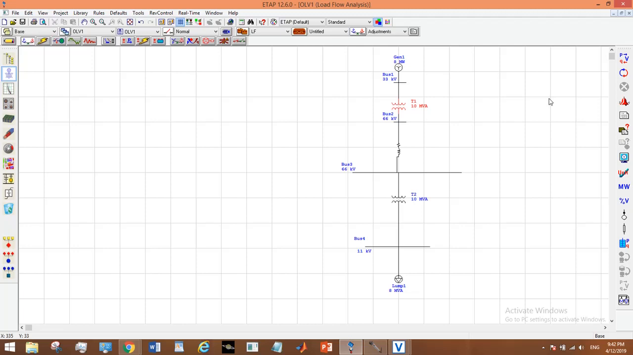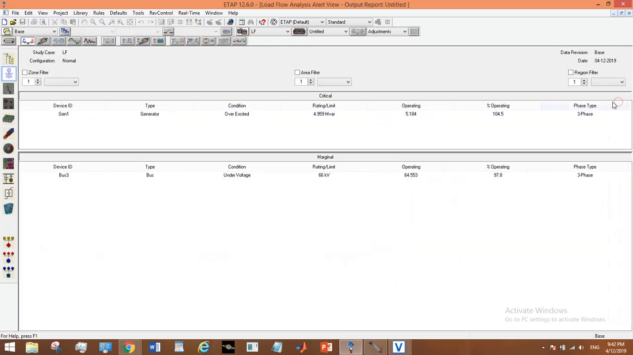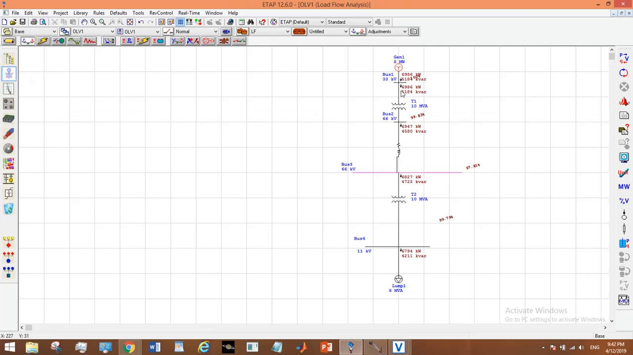Now let's test again. So the issue with bus 2 and bus 4, which was actually critical, has been resolved.